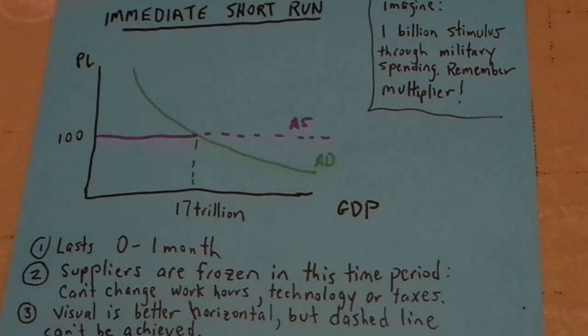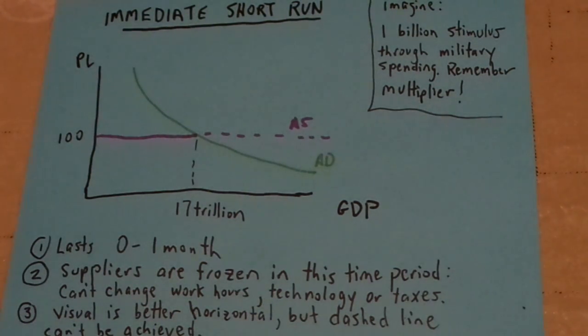Well, if you notice here, we have our standard sloping aggregate demand curve that slopes downward. And we have what I'm sketching here as the current situation. We have 17 trillion in GDP. We have a price level of 100 at today's prices. In other words, if I were to divide today's prices by a 2016 base, I'd get 100.